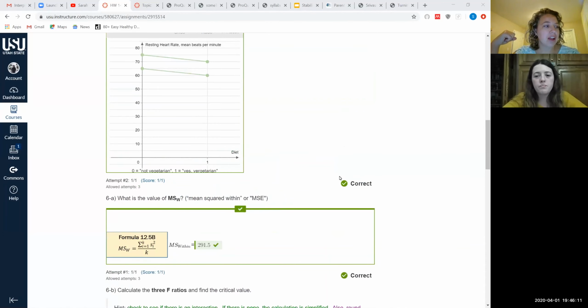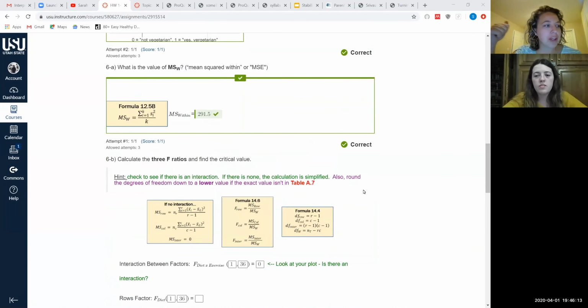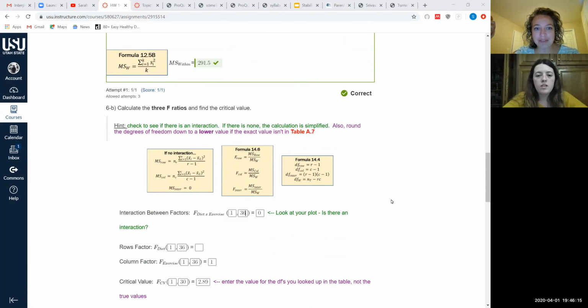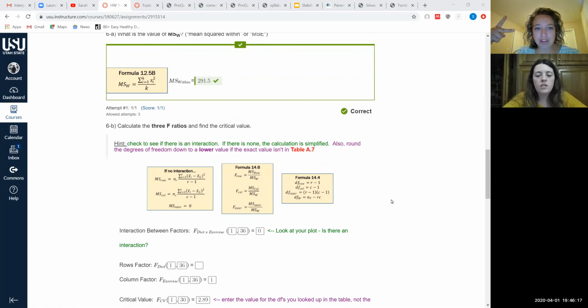Okay. So for the recording, we are in chapter 14, talking about two-way ANOVA. Which item is this? Is this item 1 or item 2? Item 2 on the homework? I believe it's item 2. So it's section A, number 6, specifically part B.